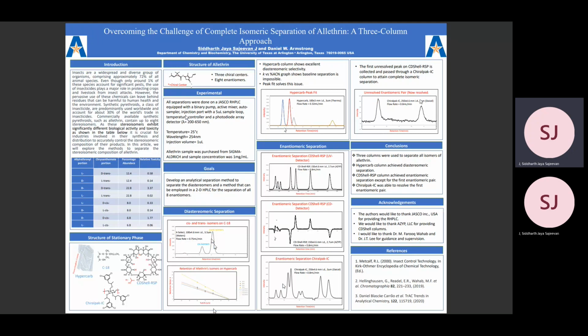In conclusion, all enantiomers were separated using three columns. The Hypercarb column successfully achieved diastereomeric separation. The CD Shell RSP column achieved enantiomeric separation for all except the first enantiomeric pair. Finally, the Chiralpak IC column was able to resolve the first enantiomeric pair, completing the separation of all allethrin isomers. The developed method can be applied to a 2D HPLC in the future.